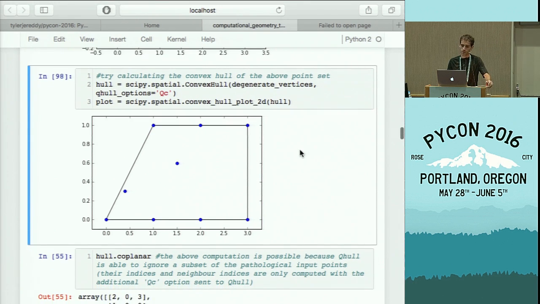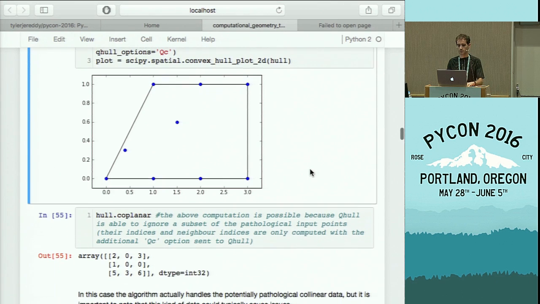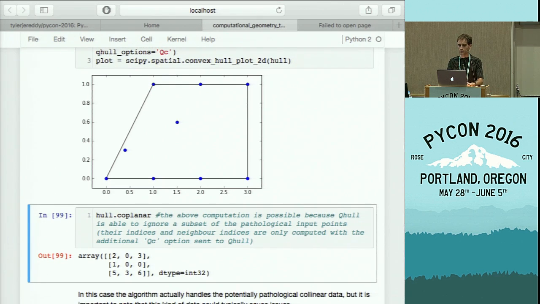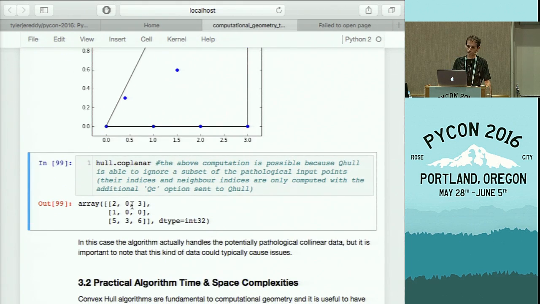So you can see that it actually worked. Python didn't raise an exception when I ran the degenerate vertices through the scipy.spatial.ConvexHull class. And it turns out that the QHull library is smart enough, it's been written well enough, that it can actually filter out those particular degeneracies in the data set. So they've thought it through quite well. And it actually feeds you back a set of data in terms of the indices of the violating vertices and their neighbors. So that's why I fed in the option.